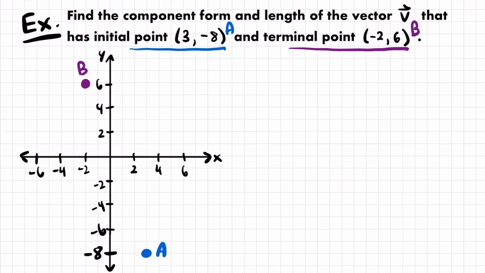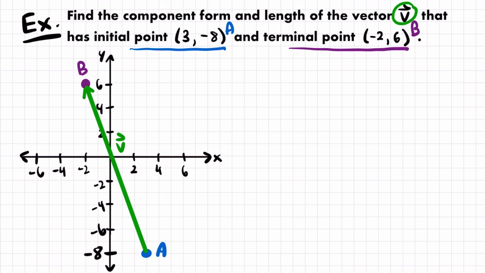Okay, so now what we should do is connect these 2 points. We should start at our initial point and connect it to the terminal point to create our vector. So I'm going to do that like this. That is our vector that I'm going to label with V. So that's our vector V. And now what we want to do is find the component form of that vector. We want to put that vector in the standard position where the terminal point is at the origin so that it is a position vector.